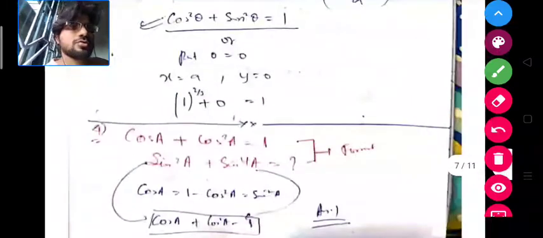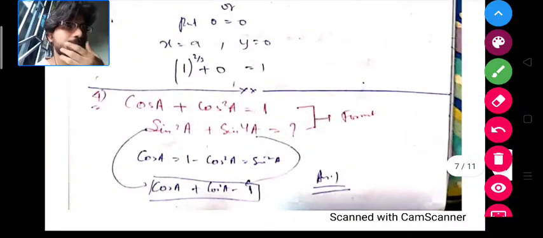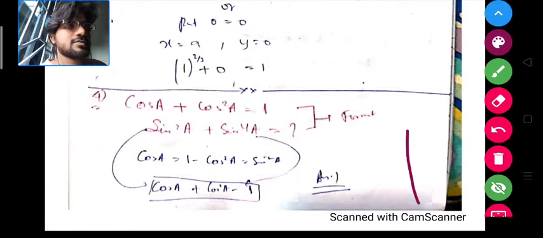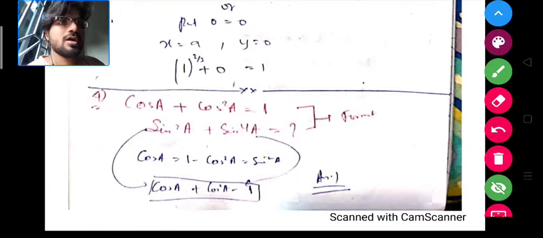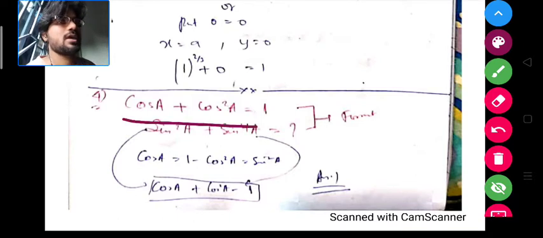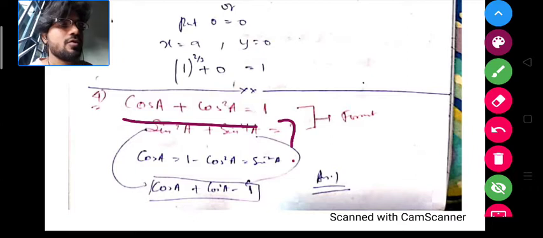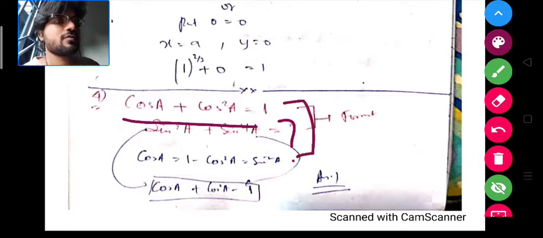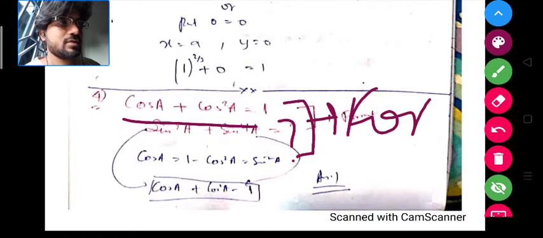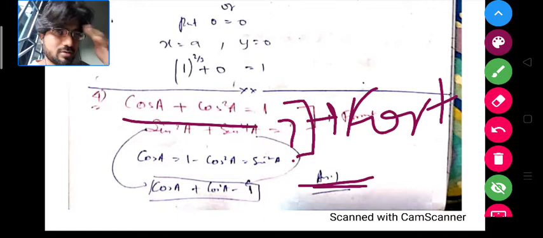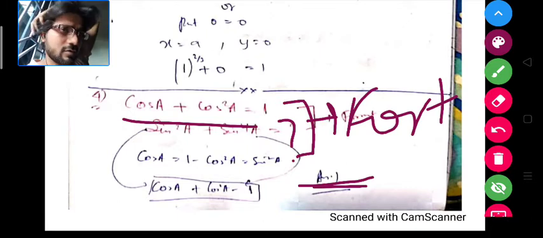One question that we got stuck into was this one. This is a very easy question actually. I don't know why we get stuck. It is given that cos a plus cos square a is equal to 1, and you have to find out sine square a plus sine to the power 4a. This is a format, and whenever there is a question in this format, the answer is always 1. You can even blindly tick the answer. Answer will always be 1.